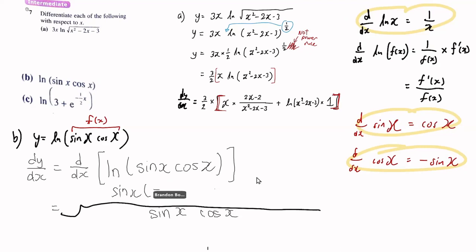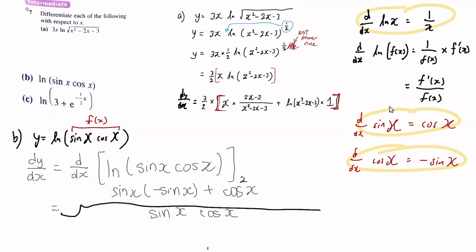Keep one, differentiate the other, plus keep the other, differentiate one. Much better. Cosine square x. Then that's it. That's your answer already. They never ask you to simplify further.